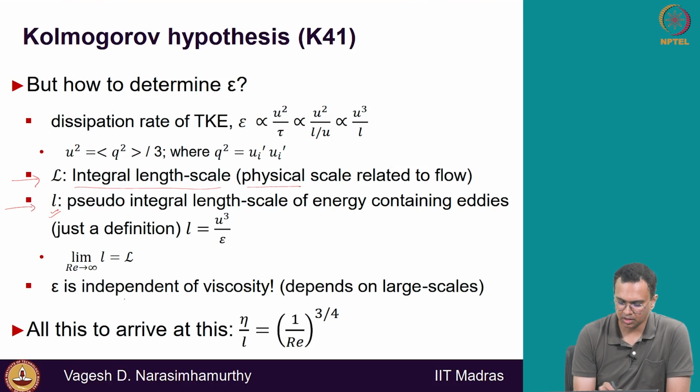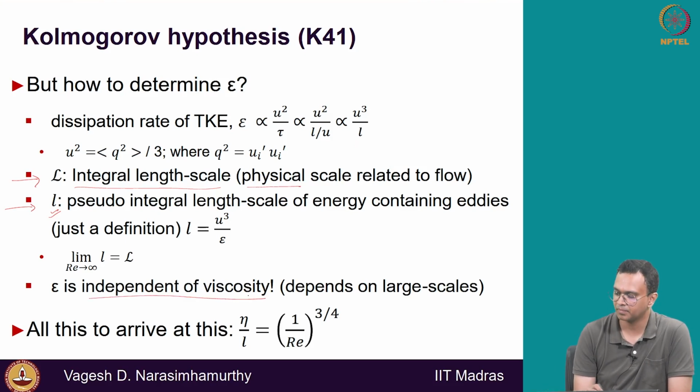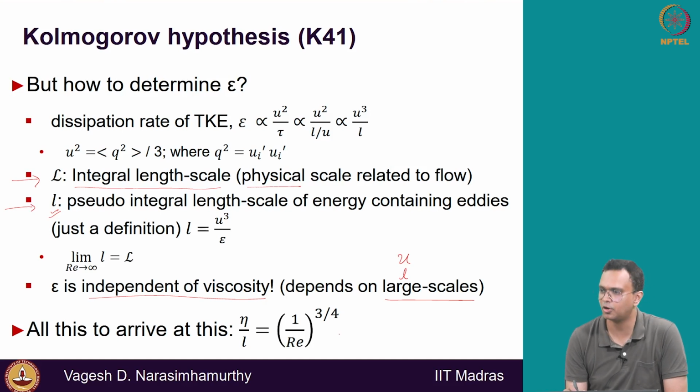So epsilon is now independent of viscosity according to this formula, right? I already used this: epsilon is U cube by L. If I know the turbulent velocity associated with the largest eddy and the length scale of the largest eddy, I don't need to know viscosity. That is the idea here, independent of viscosity, because it depends on the large scales, right? It depends on U and it depends on L, large velocity scale, large length scales. So if you use all this, you can arrive at this particular formula.